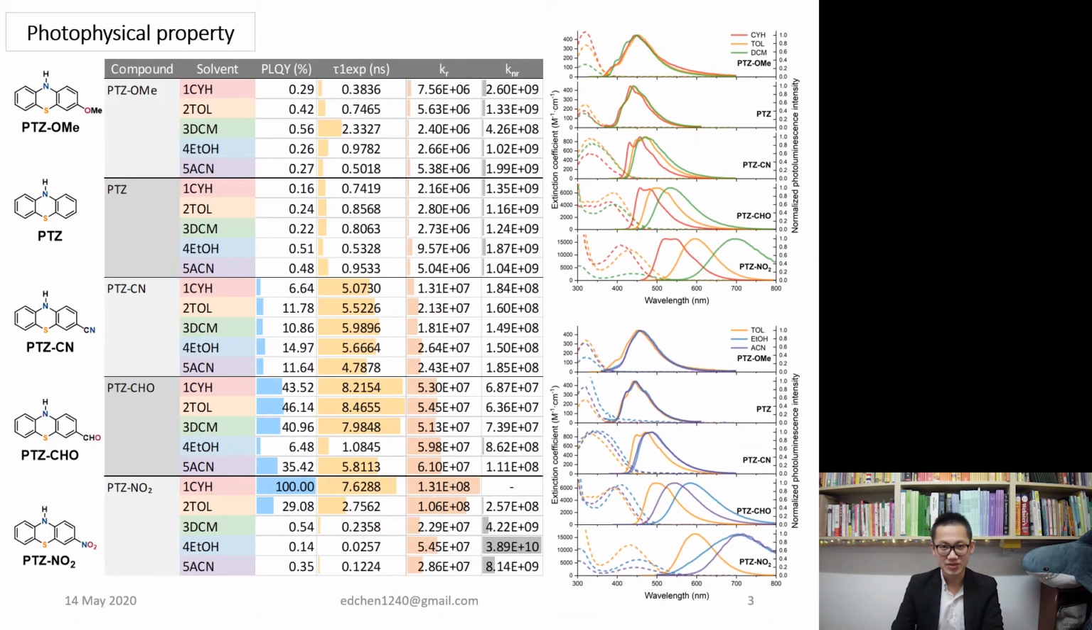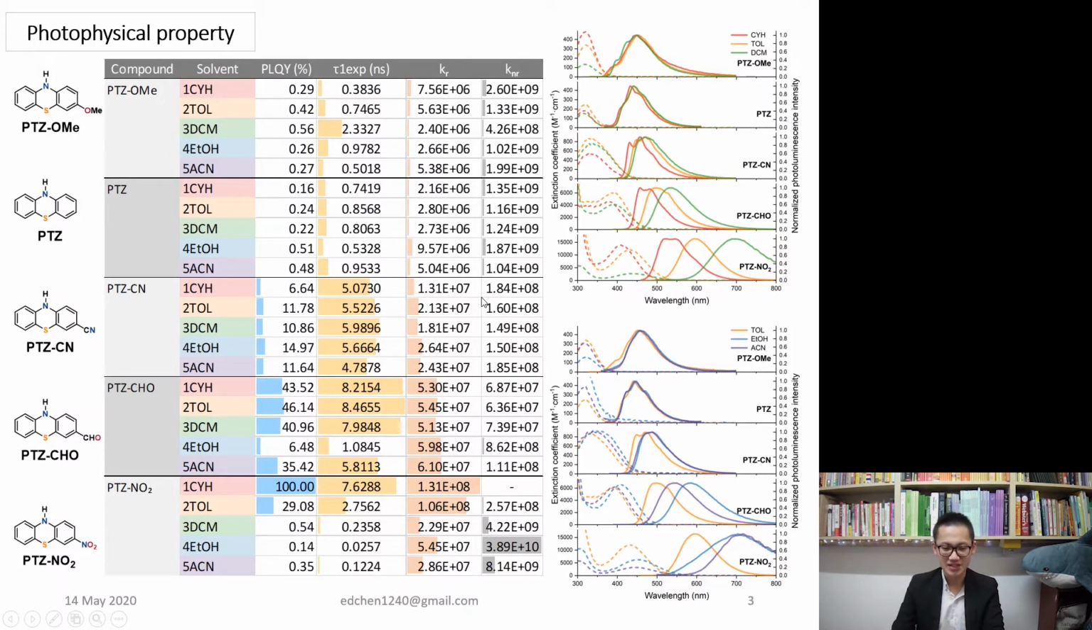To gain insight into this paradox, a series of C3 substituted phenothiazines, from electron-donating methoxy group to electron-withdrawing nitrile group, was designed and synthesized. We combine steady-state and time-resolved spectral data to analyze their photophysical properties. On the right-hand side are 2 figures of absorption and emission spectra in 5 solvents. There is an obvious trend from local excitation of PTZOMe to charge transfer of PTZNO2.